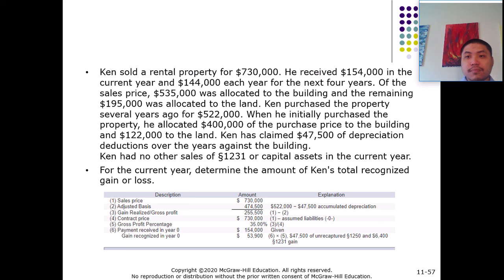So, pretty easy, right? You just need to calculate the gross profit percentage, and then apply that to the amount received in a year to calculate the recognized gain. The way we do this is like what you remember about annuity, how we calculate the profit portion of an annuity. Same thing. We just calculate the ratio of gross profit and apply it to the amount received every year.